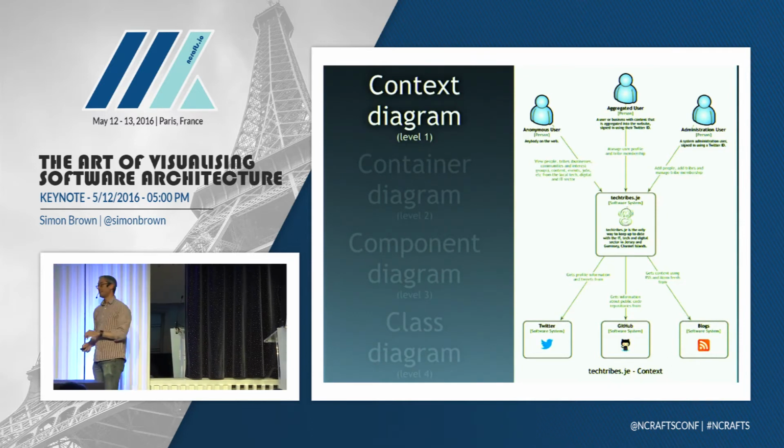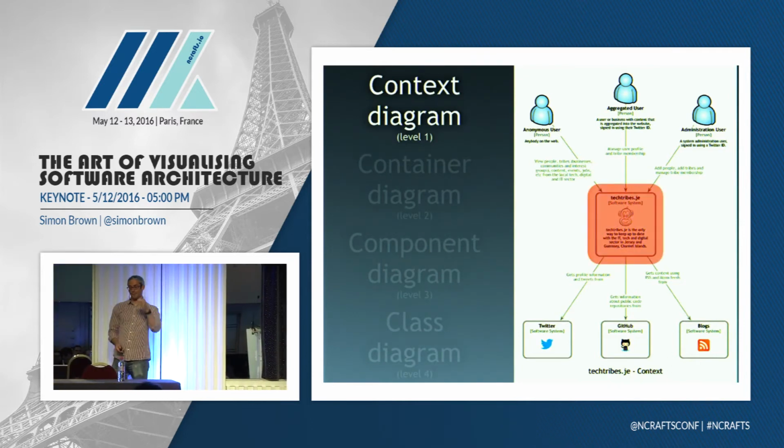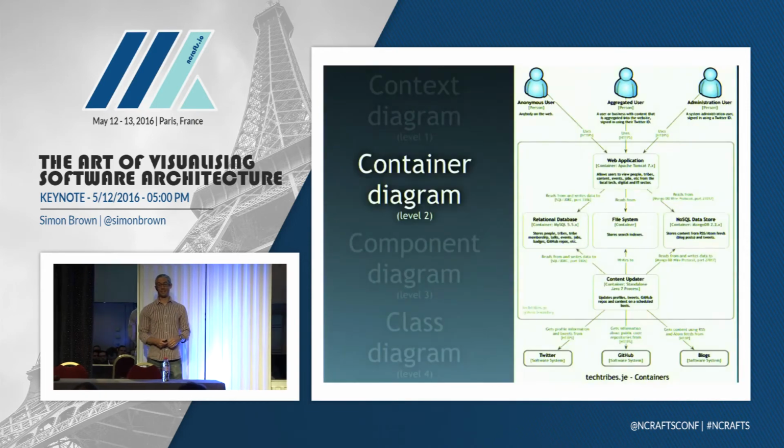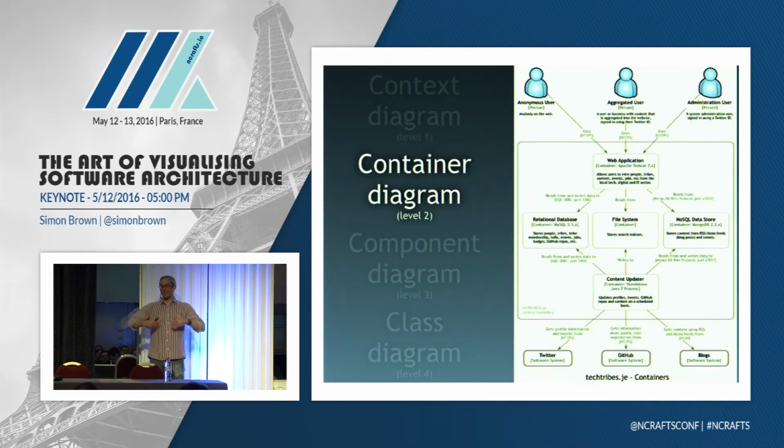If this was interactive, we could select tech tribes, pinch to zoom in, and we get to the container diagram. So this is like the next level down. Still has people, actors, roles, personas at the top, and systems at the bottom. And this is literally just a zoom in of the tech tribes system. There's a web app at the top. That's the point of access for all of the users.